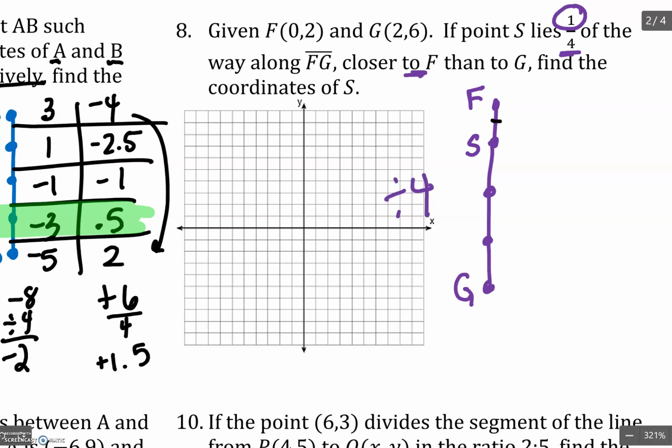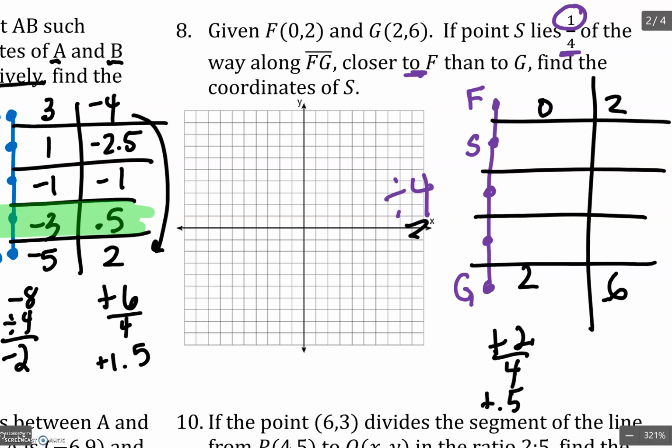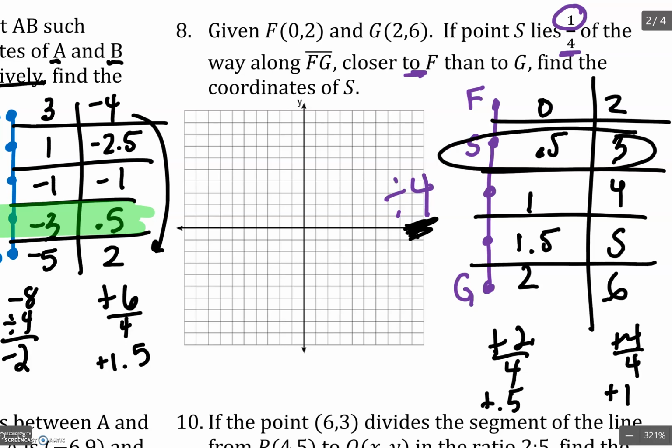Same thing as before. Each point is going to get a row on the table. F is (0, 2). G is (2, 6). If we're going from 0 to 2, we have to add 2. We're dividing that by 4, meaning we have to add 0.5 to each row. Okay, to get from 2 to 6, we would have to add 4. Again, we're dividing that by 4 and adding 1 for each line. So 2 plus 1 is 3, 4, 5, and 6. And therefore, point S is at (0.5, 3).